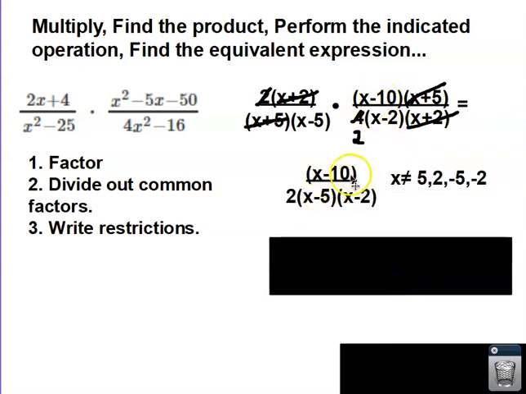So x minus 2 would be in the numerator, and x minus 5, x minus 2, and a 2 would be in the denominator. You want to look at all of the factors in your denominator all the way across in the original problem to write your restrictions. So you would not want this to be a negative 5, you would not want that to be a positive 5, you would not want that to be a 2, and you would not want that x to be a negative 2.